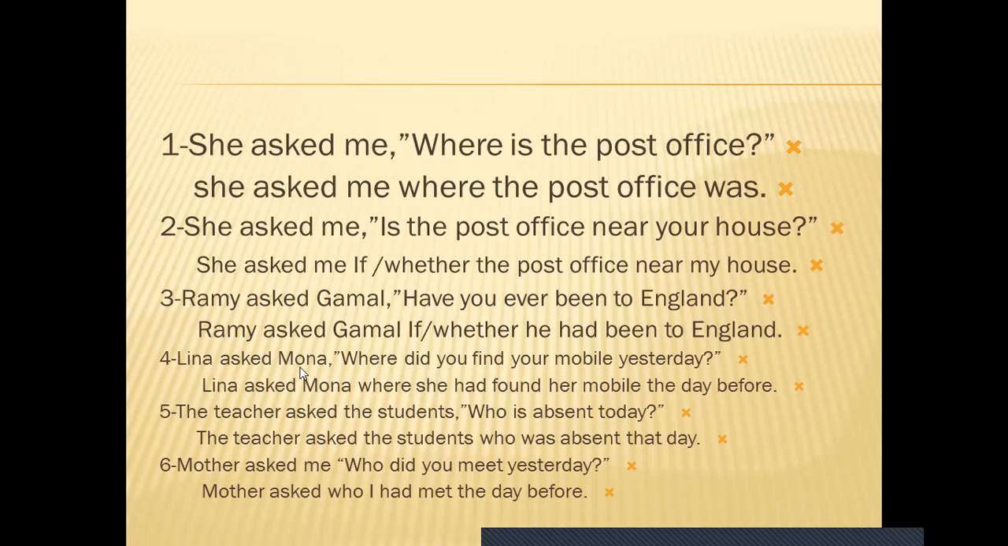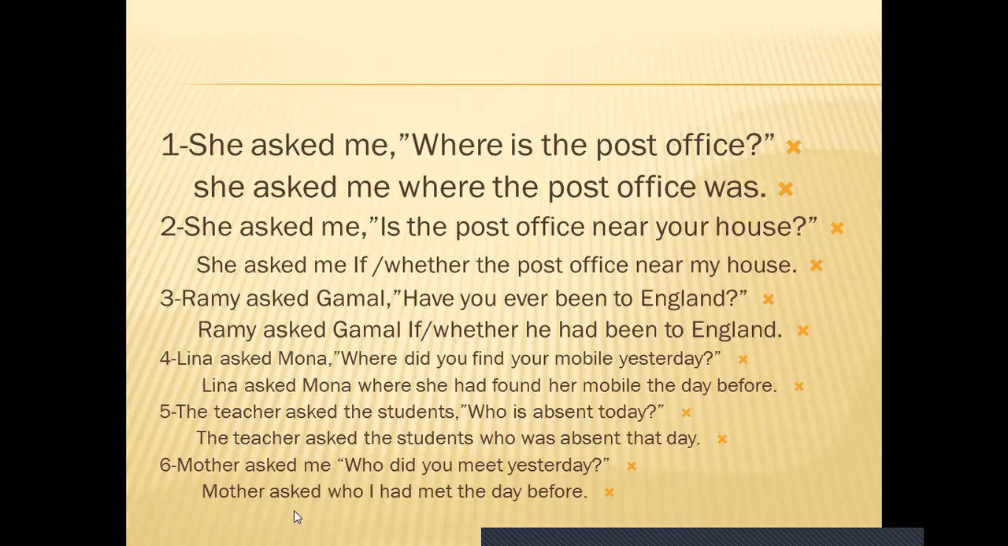Where, Lina asked Mona, so you here means she. If it is Ali, then he. If it is the children, they. So where she, and the tense here is find. Wrong. The tense here is what? Didn't find. Didn't find equals what? Found. And found is in the past, so I'm going to change it into past perfect, so it will be had found. Okay, where she had found. Your here relates to Mona, so her mobile. If it is Ali, his mobile. If the children, their mobile. Yesterday we change to the day before.